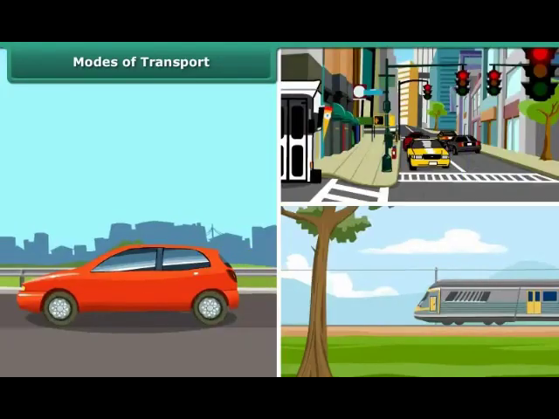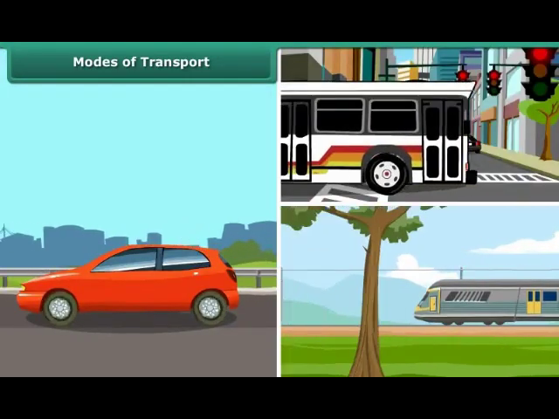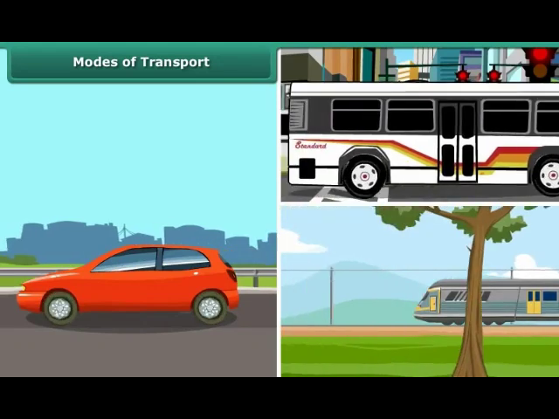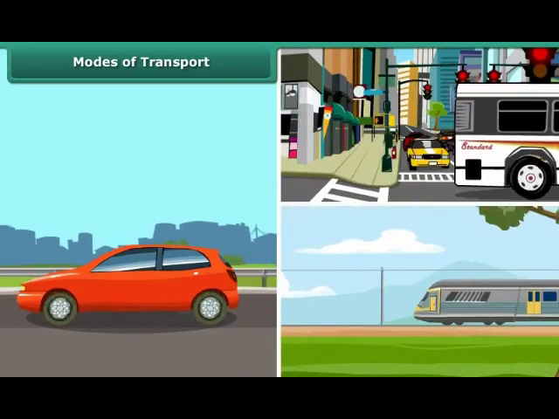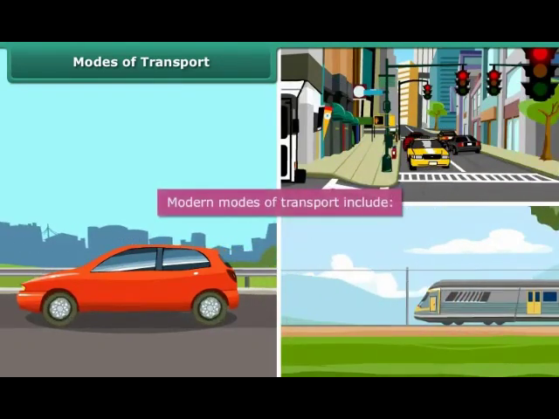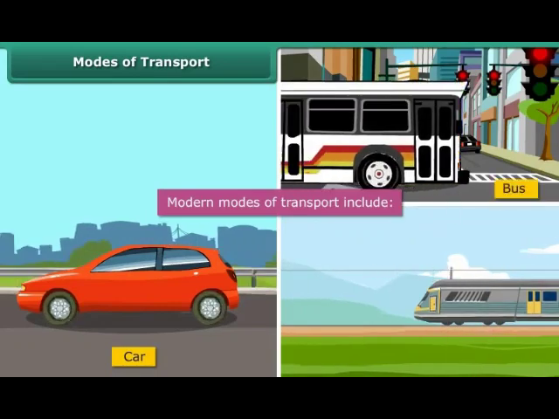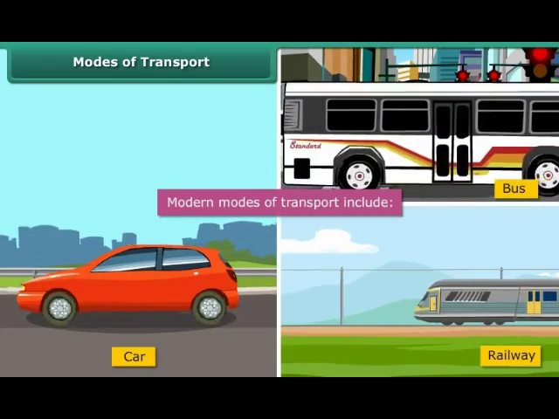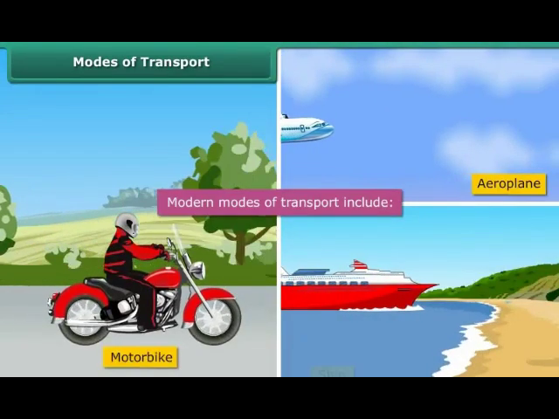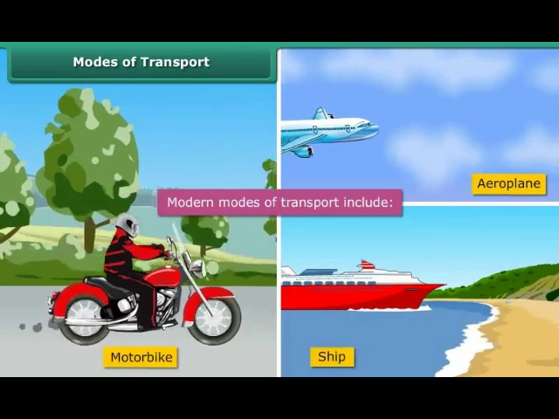Nowadays, we have progressed and we have learnt we can use fuel and natural resources to create better modes of transport. As you can see, hence we now have cars, buses, roads, railways, motorbikes, aeroplanes, ships, etc. to travel.